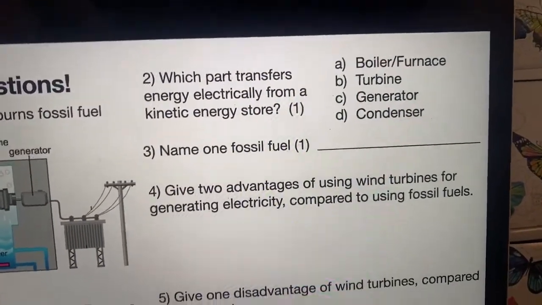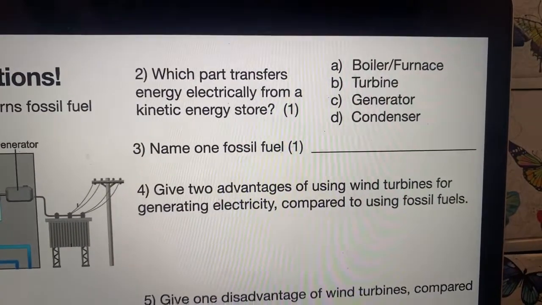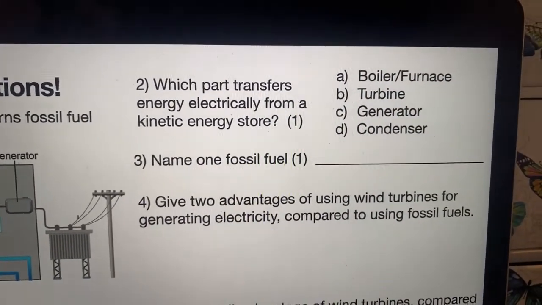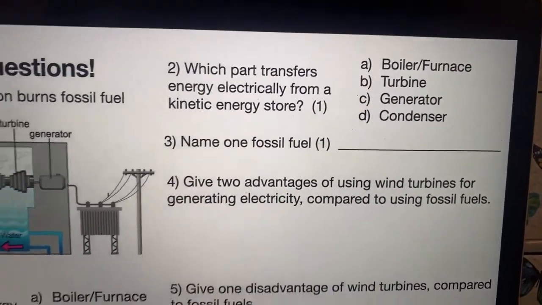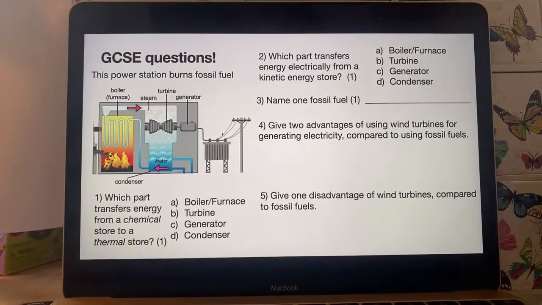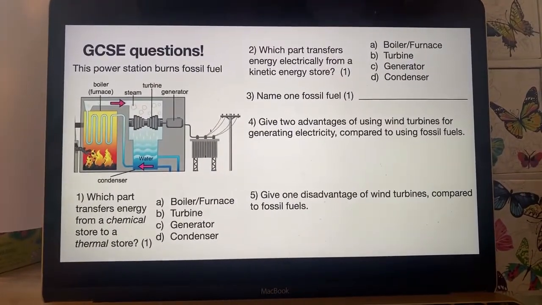Question number 2. Which part transfers energy electrically from a kinetic energy store? Again, boiler, turbine, generator or condenser. Can you name one fossil fuel? Can you give 2 advantages of using wind turbines for generating electricity compared to using fossil fuels? So 2 advantages of using wind turbines compared to fossil fuels.